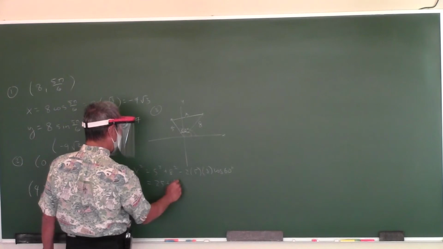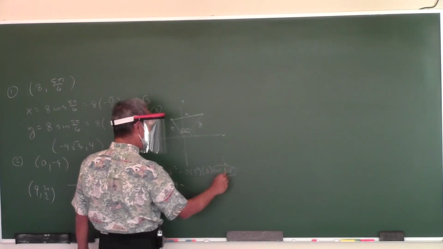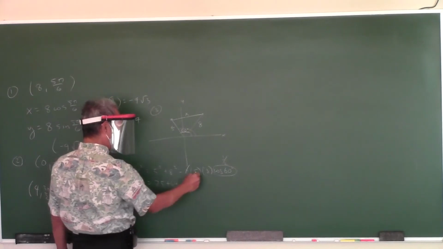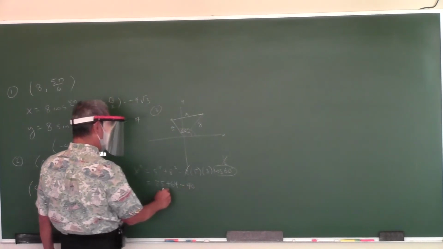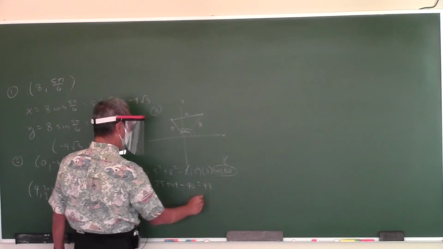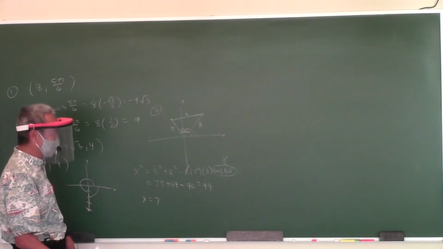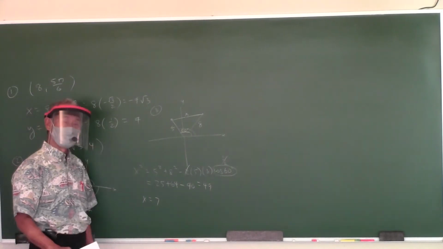Anyway, what do we got here? 25 plus 64 minus, now cosine of 60 degrees is 1/2, which cancels the 2, so 5 times 8 is 40. So you got 89 minus 40 is 49. Therefore, x equals plus or minus 7, but a distance cannot be negative, so 7 is your answer.